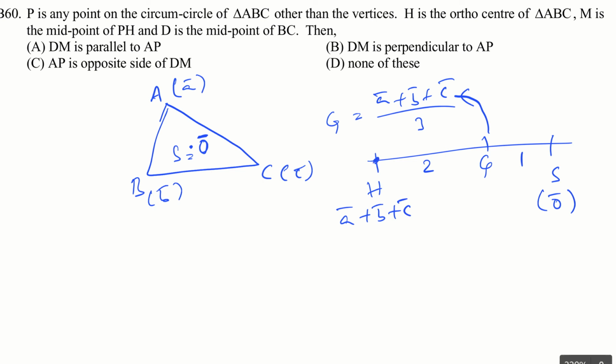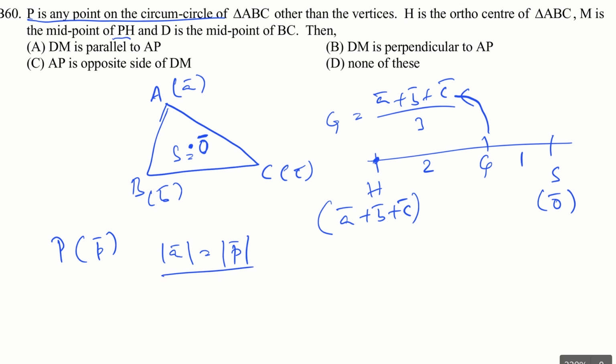It is so obvious to apply. You can see that H is dividing this G and S externally in the ratio 2:3. Apply, you'll have what you want. So you have H is nothing but A bar plus B bar plus C bar. Now he said P is any point on the circumcircle. Let us assume the position vector of P as small p bar, any point on the circumcircle. Therefore, as the circumcenter is the origin, because A and P are on the same circle, OA is equal to OP. So I have mod A bar is equal to mod P bar, observe.